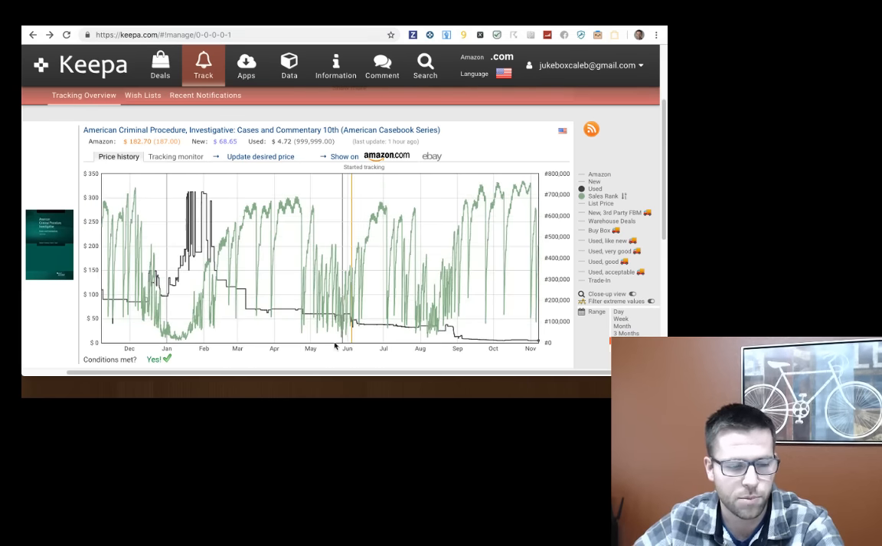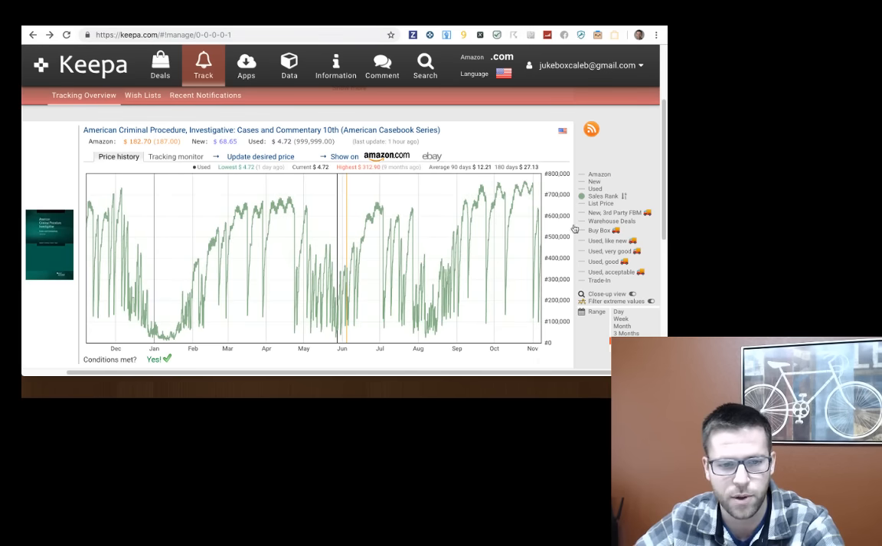So let's just turn one price on. Again, Keepa will put price on the left side of the chart. They're going to put sales rank on the right side. So this can be a little bit confusing. So we're going to turn off price. We're only going to look at rank on the right side of the graph.